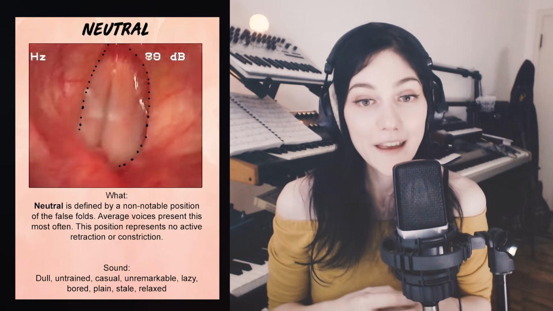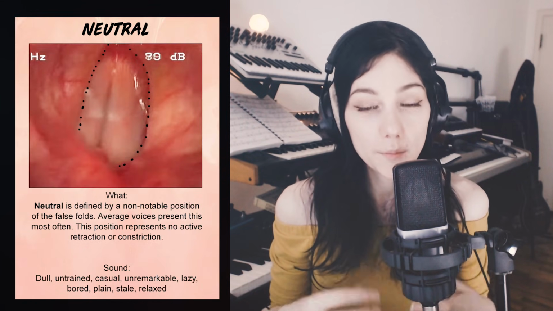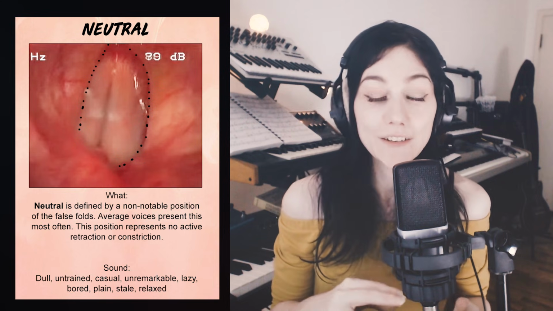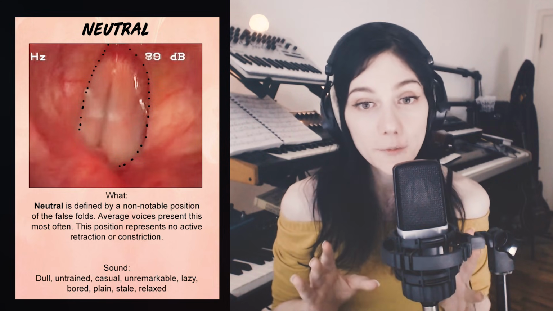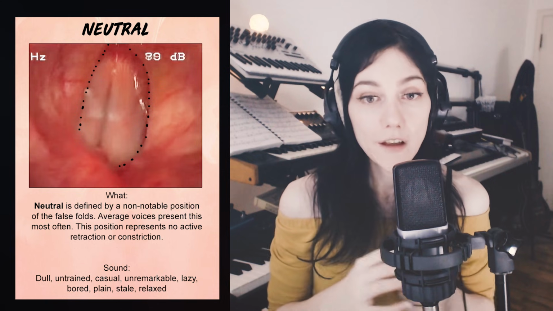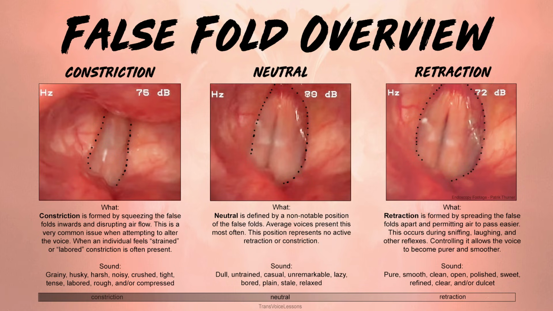When in neutral false fold configuration, the sound is very unremarkable. It is speech-like. It is rather dull. It's regular. It's neutral. Very unremarkable, very unnotable. So we're going to be working on constriction and retraction as the sort of contrast, and we'll be able to gain control of our false folds.